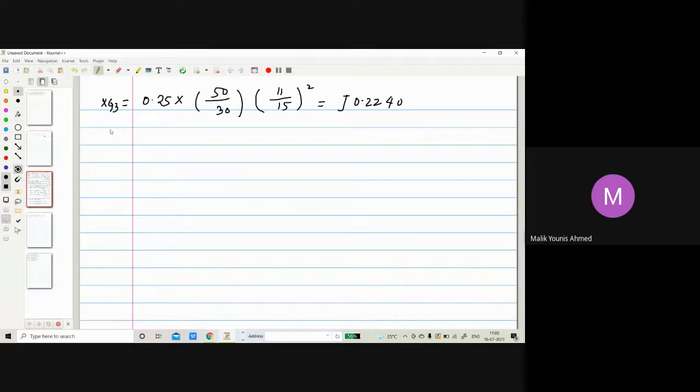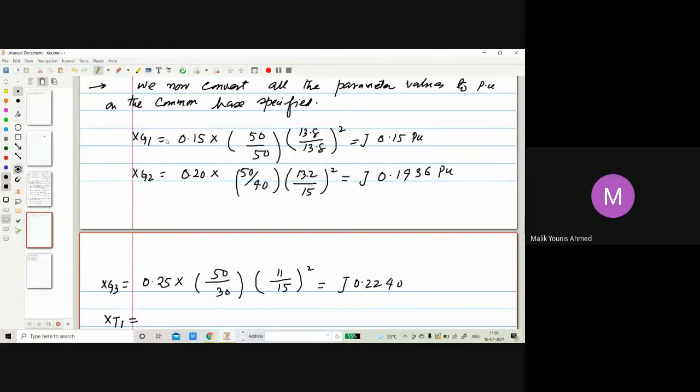Next is XT1. So for XT1, you can go towards the data first. What is the data?